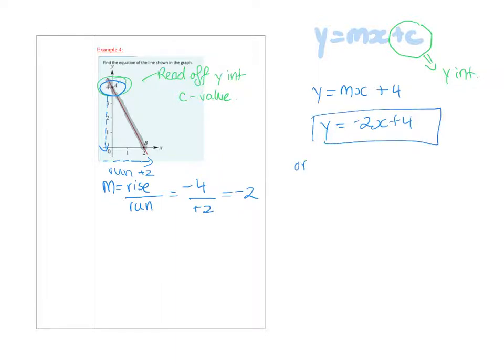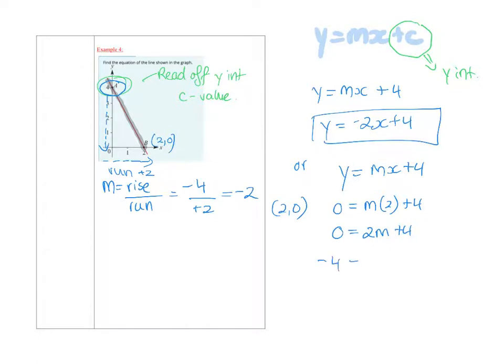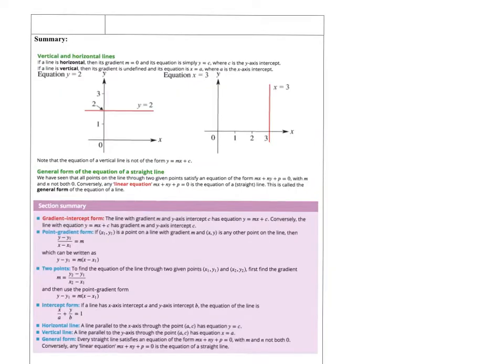Or I could have got to this stage, mx plus 4, and popped in a point if I want. So I'm going to pop in the point 2, 0. If I pop in 2, 0 into that, that is 0 equals m times 2 plus 4. So I get 0 equals 2m plus 4. Bring the 4 over. Can you see I'm going to get the same answer? So I could have done it that way, but probably the rise and run would be quicker.